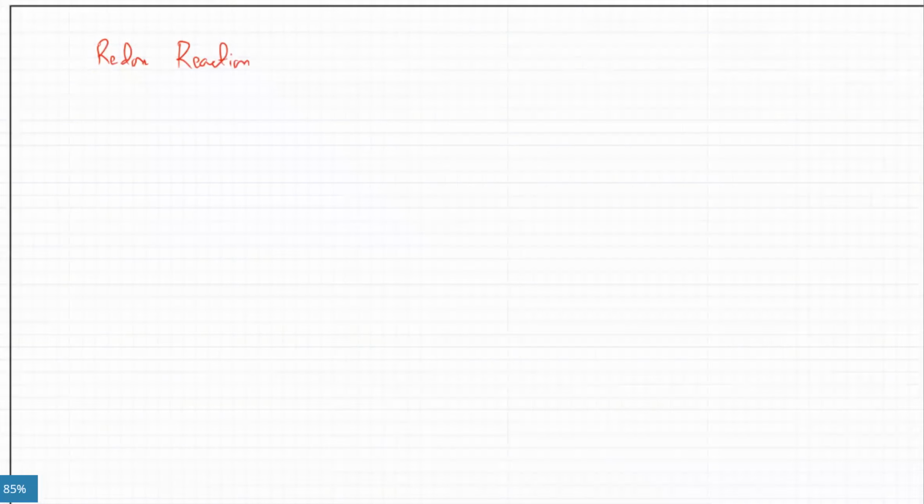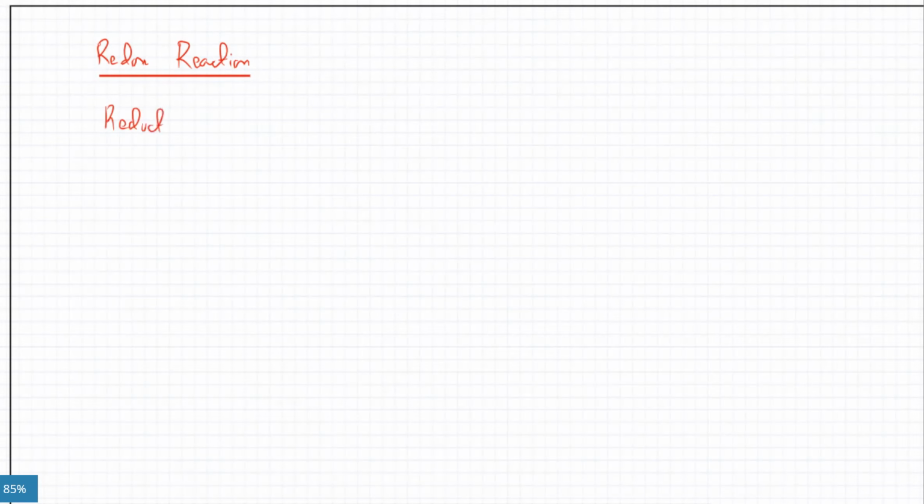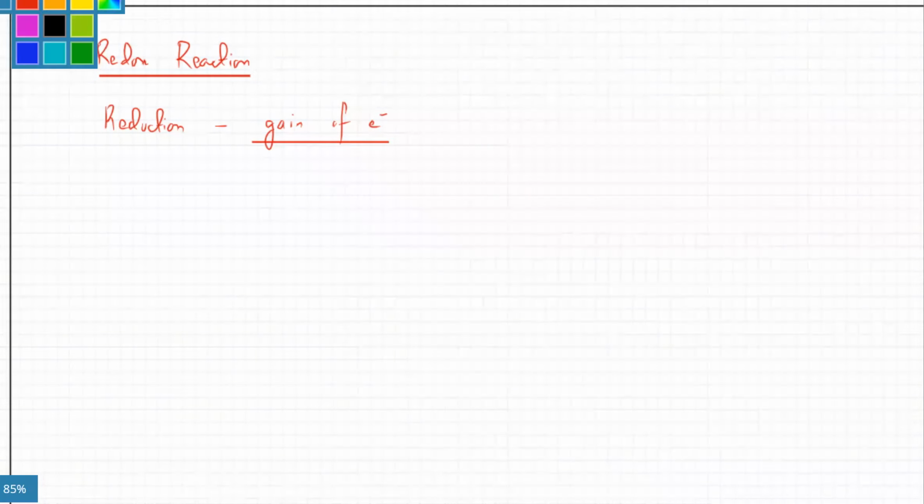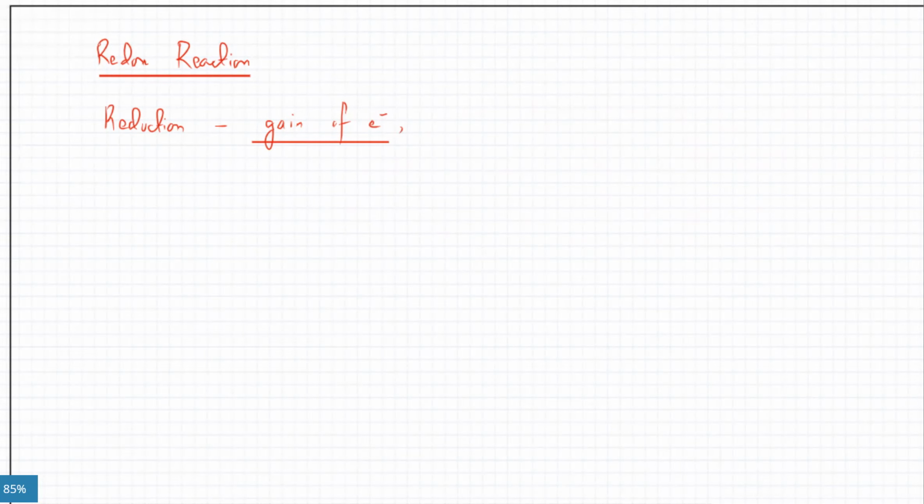What is reduction and oxidation? What's the definition? So reduction is, basically, gain of electrons. That's it. The rest is just, I mean, it's basically gain of electrons. Technically, if anyone is going to ask you what reduction is, it's a gain of electrons.